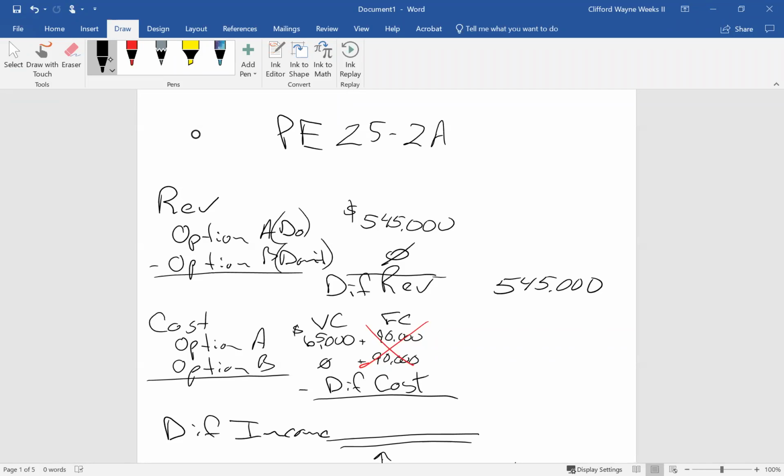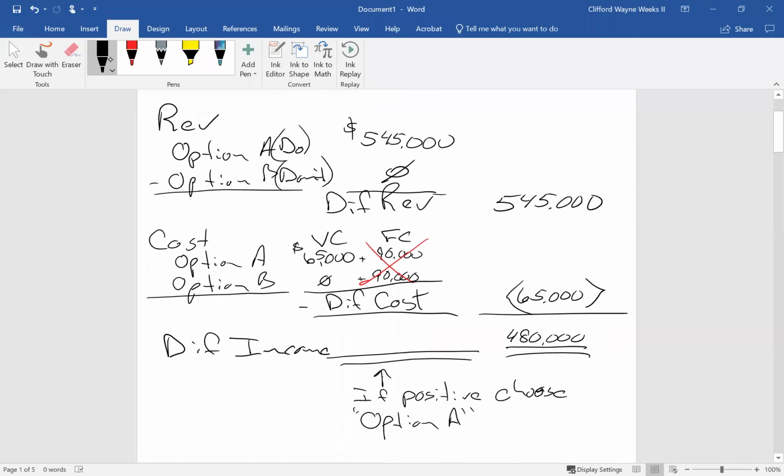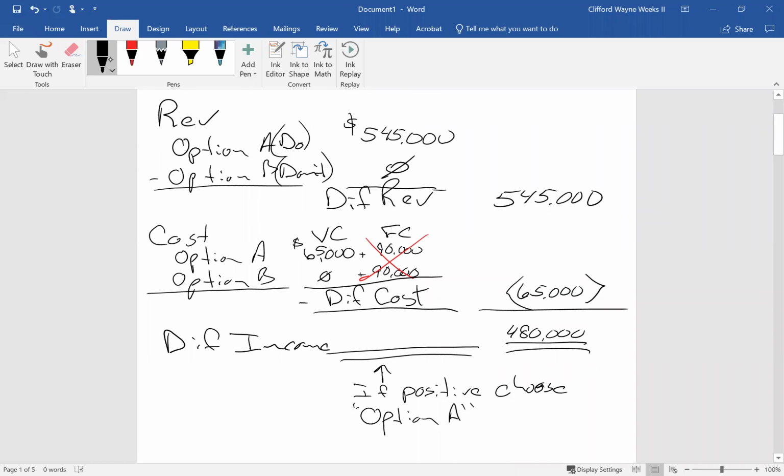So differential cost comes out to be 65,000. What does that bring us down to? 480. I better check my math here. 545 subtract 65, yep, $480,000. That's our differential income. It's a positive number, so we should choose option A. We should do this.